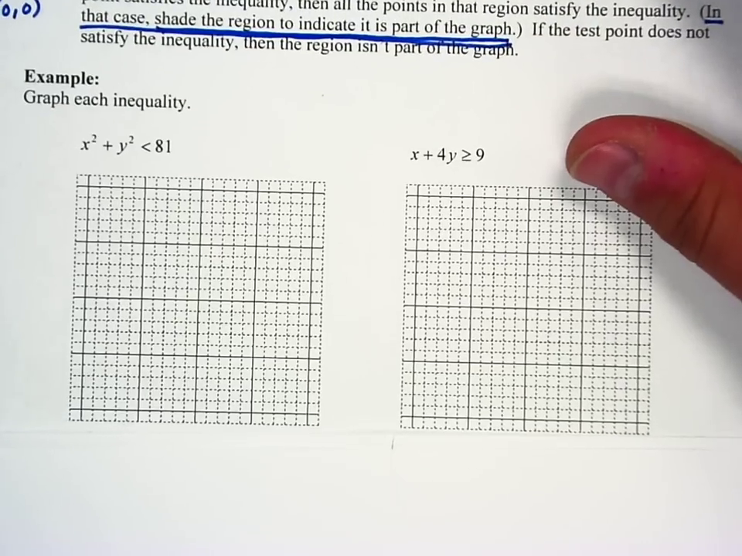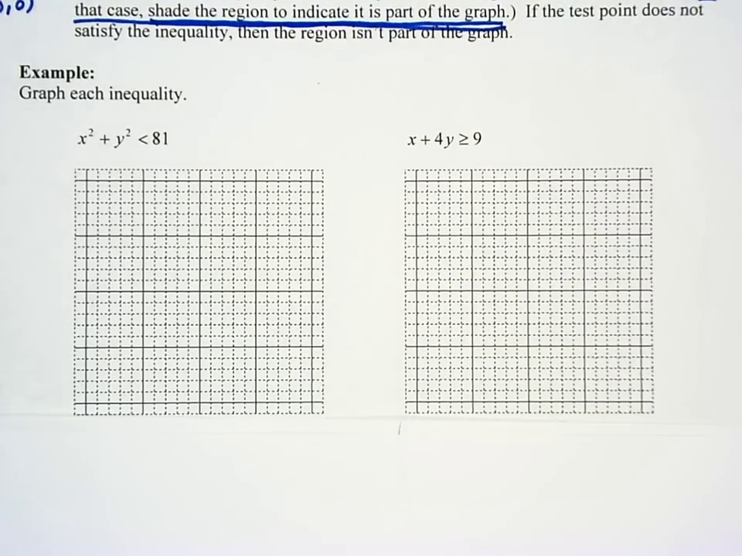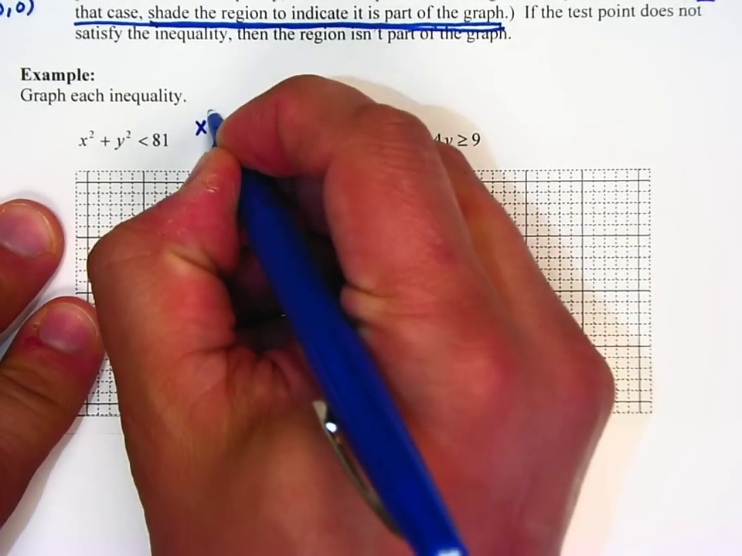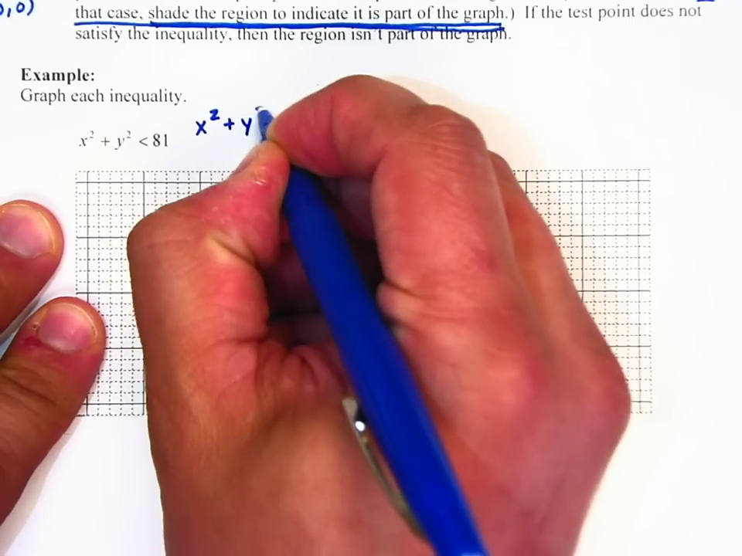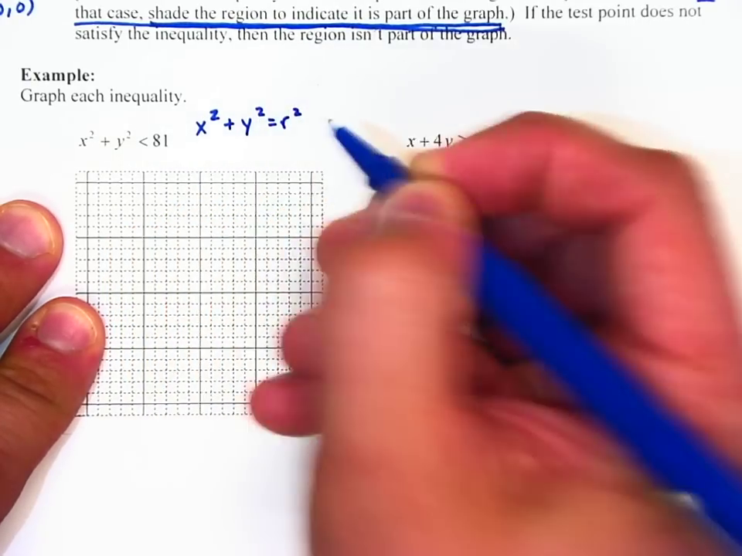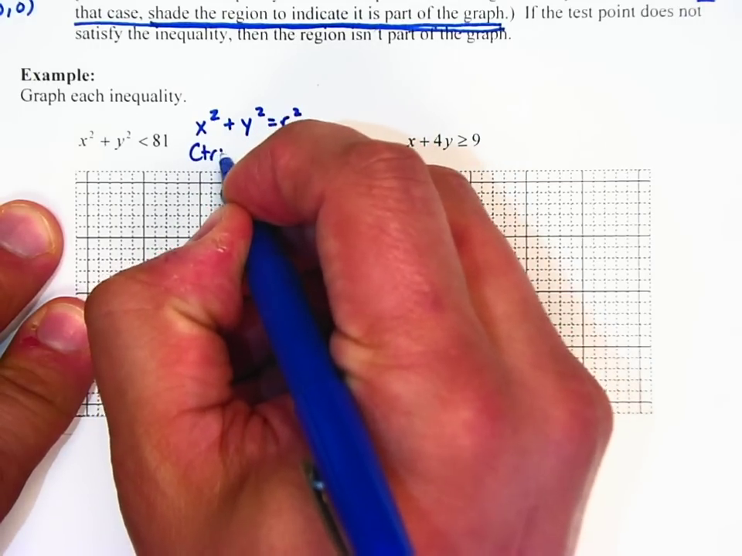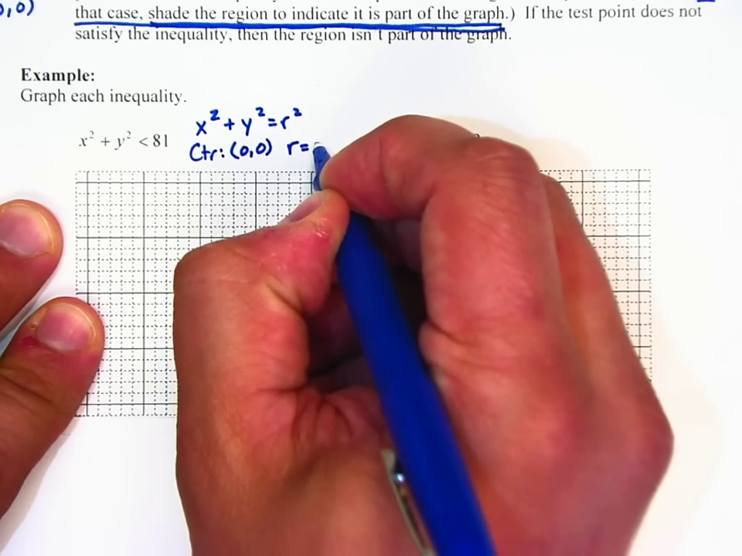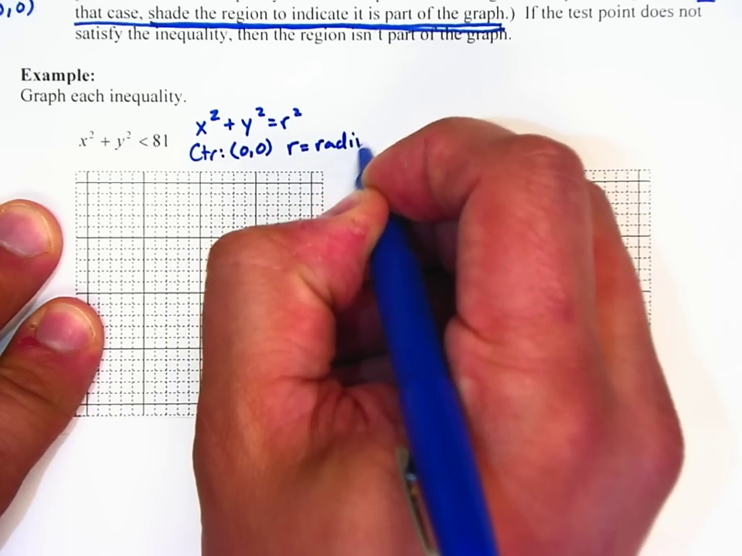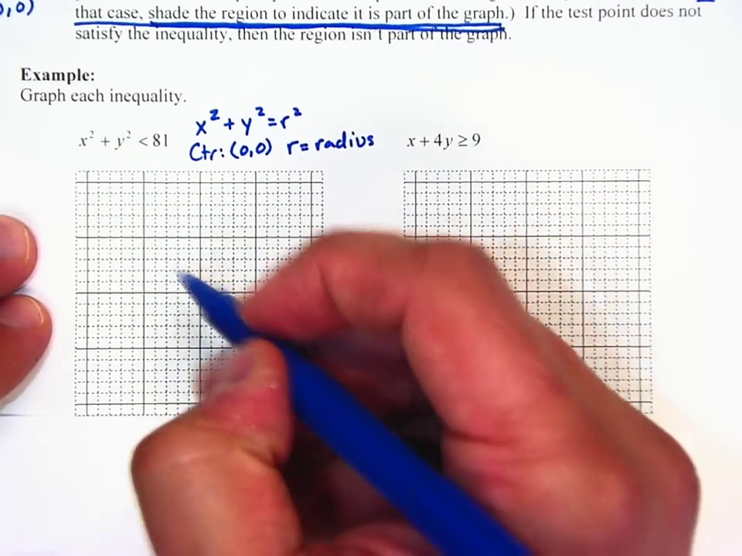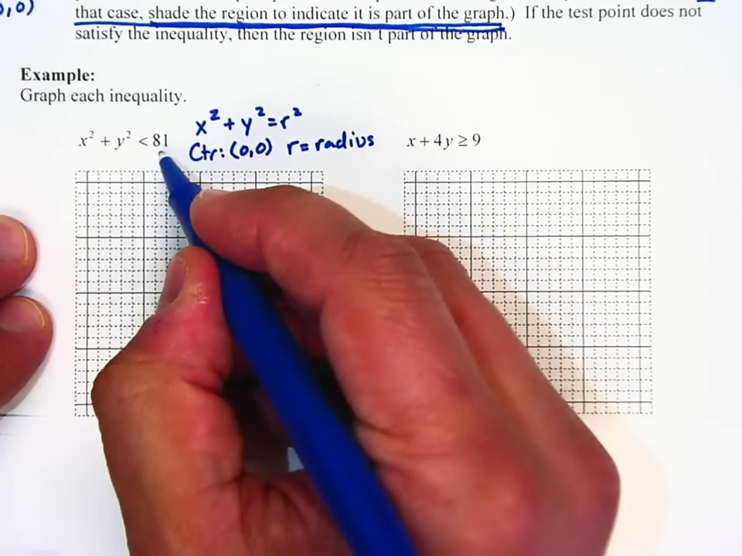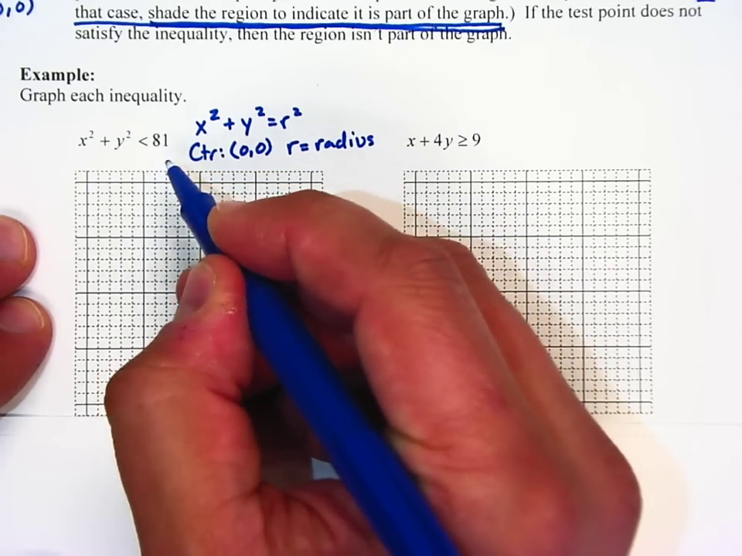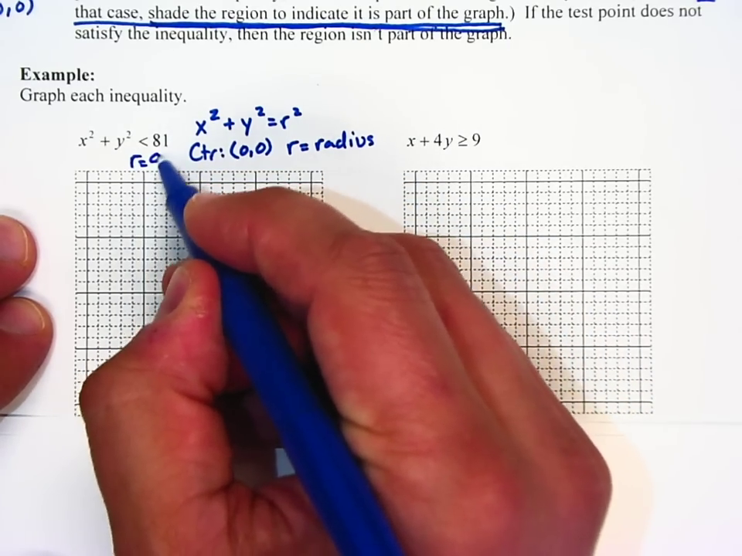So the first example we're going to do is x squared plus y squared is less than 81. That's the equation of a circle. The equation of a circle is x squared plus y squared equals r squared, and that gives us a center of 0, 0 with a radius of r, obviously. So in this case we have a center of 0, 0. Since r squared is 81, that means the radius is equal to 9.